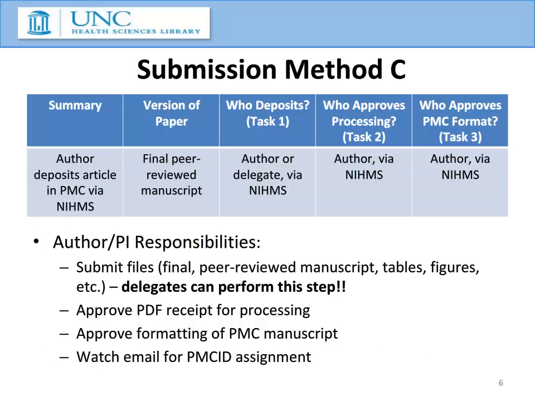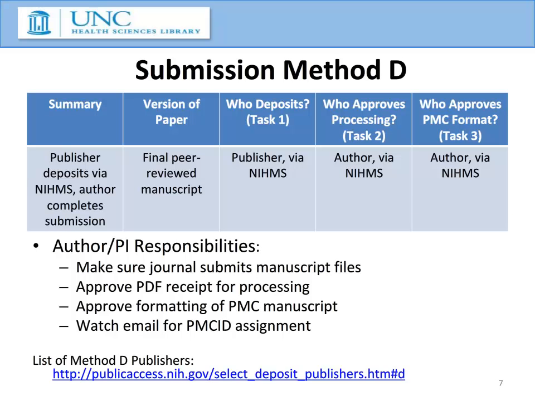In Method C, the author or PI must complete the entire submission process, which involves 3 tasks. The author or PI is responsible for each of these tasks: submitting the files, approving the PDF receipt for processing, and approving the manuscript formatting for PMC. The file submission can be performed by a delegate, such as a research administrator, assistant, or graduate student. The author will need to do the 2 approval steps. Once all of the submission tasks are complete, the PMC ID should be emailed to all of the authors on the paper. You will want to make sure this gets assigned within the required 3 months from publication.